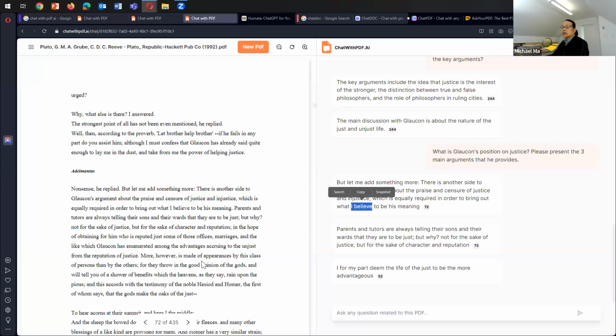It's unclear here. Oh, I see. Parents and tutors are always telling their sons and their wards not that they should be just, but why? Not for the sake of justice, but for the sake of character and reputation. Okay. I, for my part, deem the life of the just to be more advantageous.